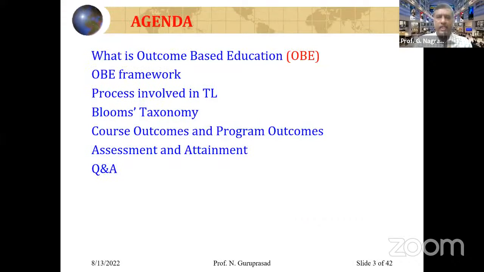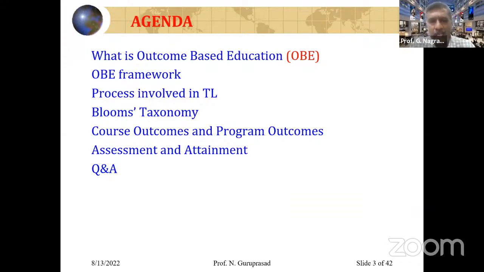The agenda of my talk, in brief: I'll let you know about OBE and its framework. Nothing new for all my distinguished speakers, who are knowledgeable enough and already aware of OBE. The OBE framework, the process involved in teaching and learning, Bloom's taxonomy, and the course outcomes and program outcomes. And a very important point is the assessment and the attainment.